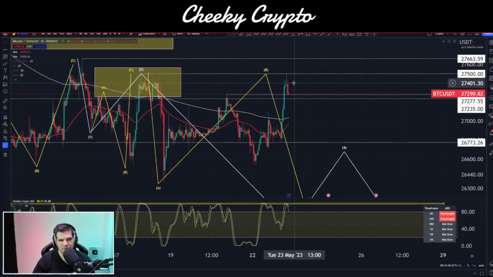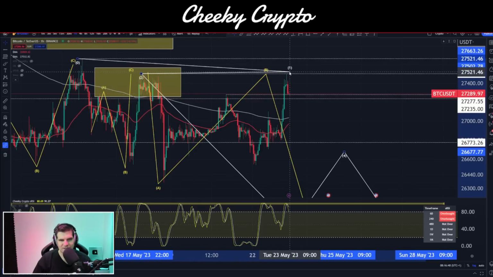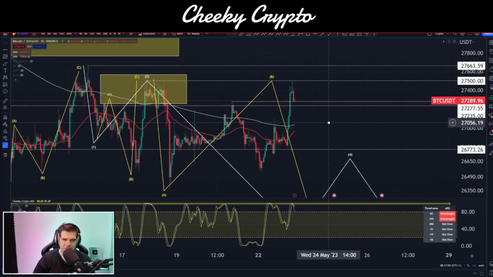Alternatively, we're still in a wave 2 situation here and we just can't see it. It might just be that this is a giant A, B, and C structure for our wave 1, and our wave 1 is actually all the way down here. All of that's in a wave 2. And if that's the case, then we cannot go higher than this area here, 27,663.59, because our wave 2 is not allowed to cross that origin point. So there's a few things there to bear in mind.